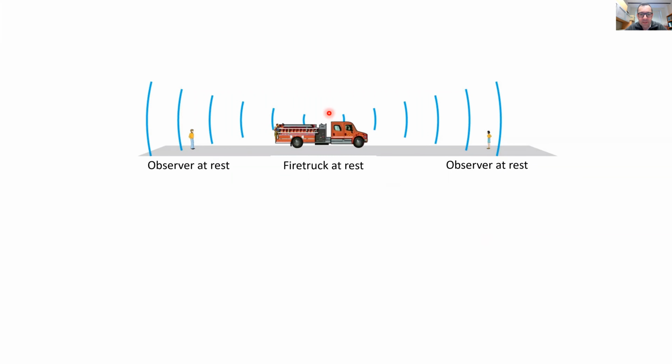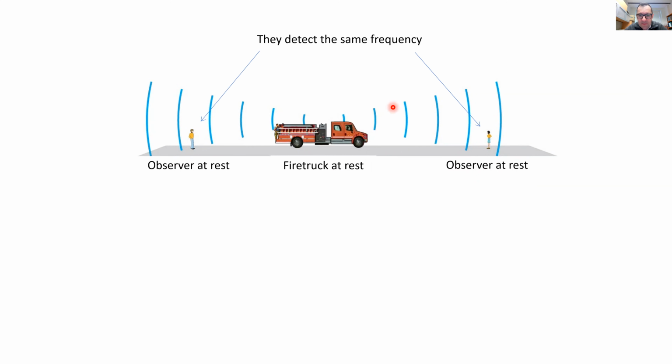Okay, so let's consider a fire truck that's at rest. It's not moving. And two observers. One's over here at rest and one's over here at rest. Okay, so these guys detect the same frequency, right? I should have said also that the fire truck is emitting sound waves. It's got a siren. So the sound waves are coming out. And let's say it's just a tone, to make it easy, a tone at a certain frequency.